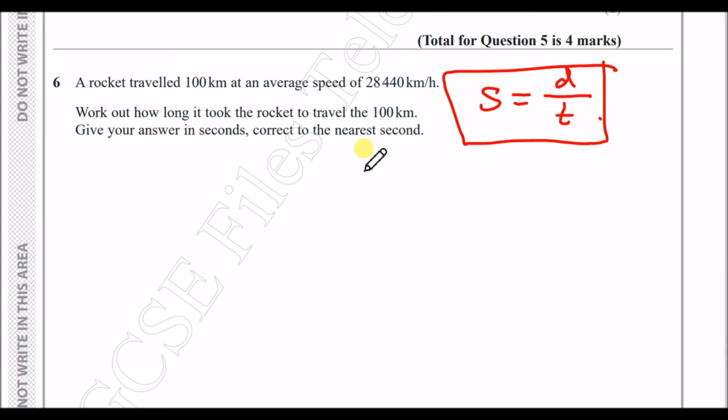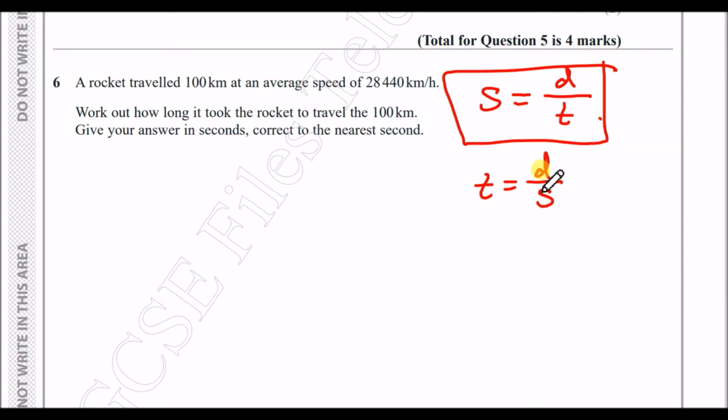Oh, cool. So it doesn't seem too bad. First things first, they're looking to find the time here. According to this formula, speed equals distance over time. To find time, you've got to make t the subject. So if we multiply t across and divide s, in other words, trade places, you're going to have time equals distance over speed. Literally multiply t and divide s.